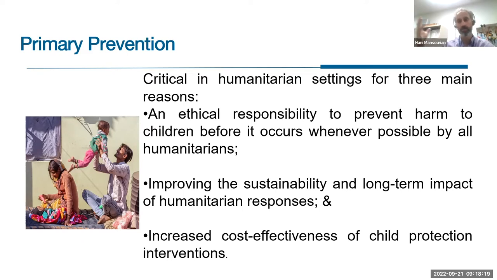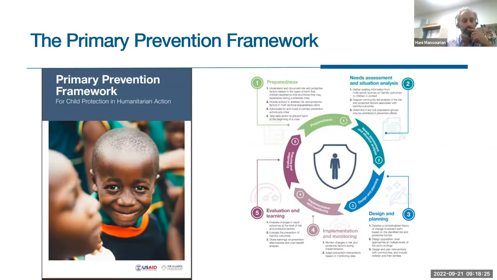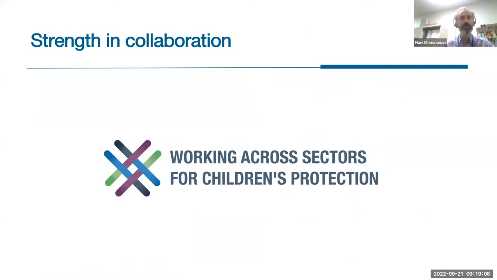And it also leverages resources from other sectors. So the primary prevention framework takes us through basically the entire program management cycle. And this is borrowed from our minimum standards. You will see, it talks about needs assessment, design and planning, implementation, monitoring, evaluating and learning, and then preparedness, and the cycle continues. So you will find quite a bit of information on each of those steps and how primary prevention can be done at those steps.